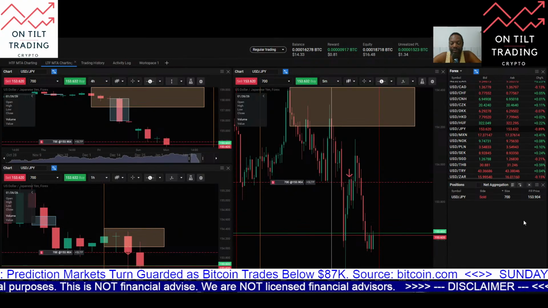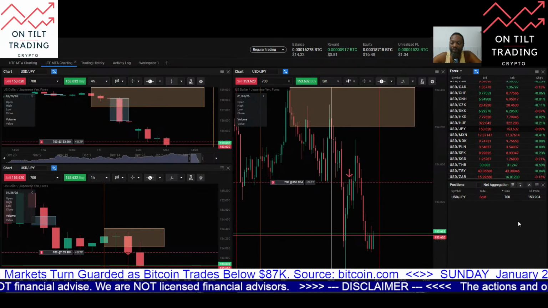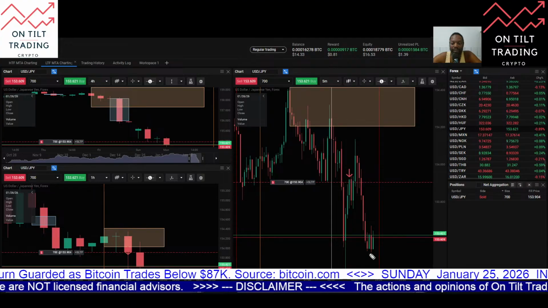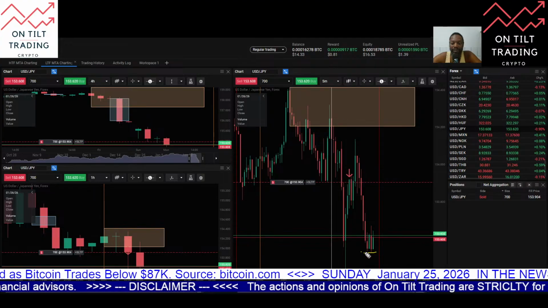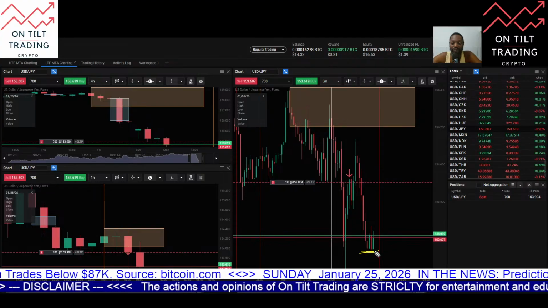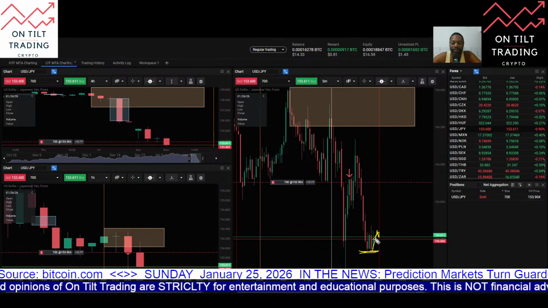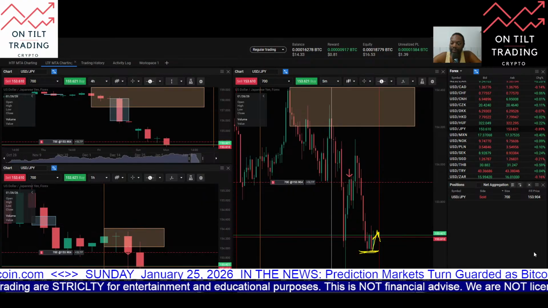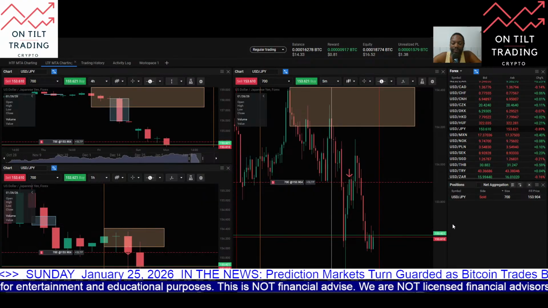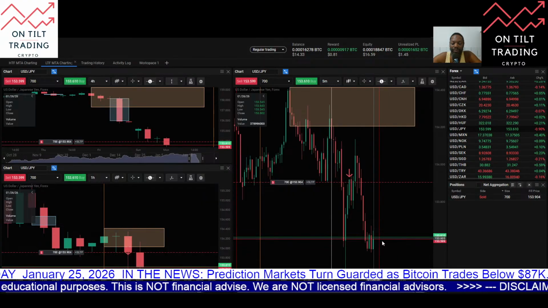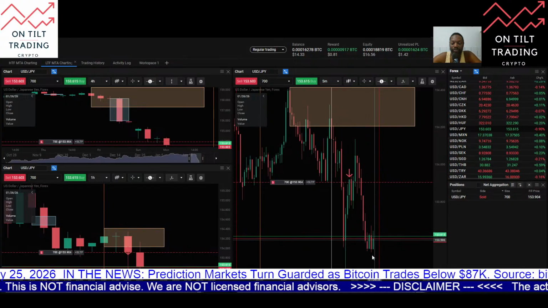Could potentially send price back lower, or price could deliver through it as price swept this liquidity below this swing low. So when that happened, that allows price to return here to the buy side. So we'll see which liquidity point will control here.